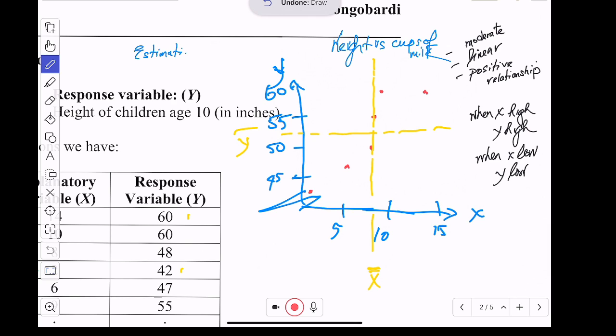So we're going to do some estimation. What if X was 18? Now clearly it's not in my data set. 18 is outside the range of the data. What about when X equals 11? Which estimation should I feel more comfortable making?